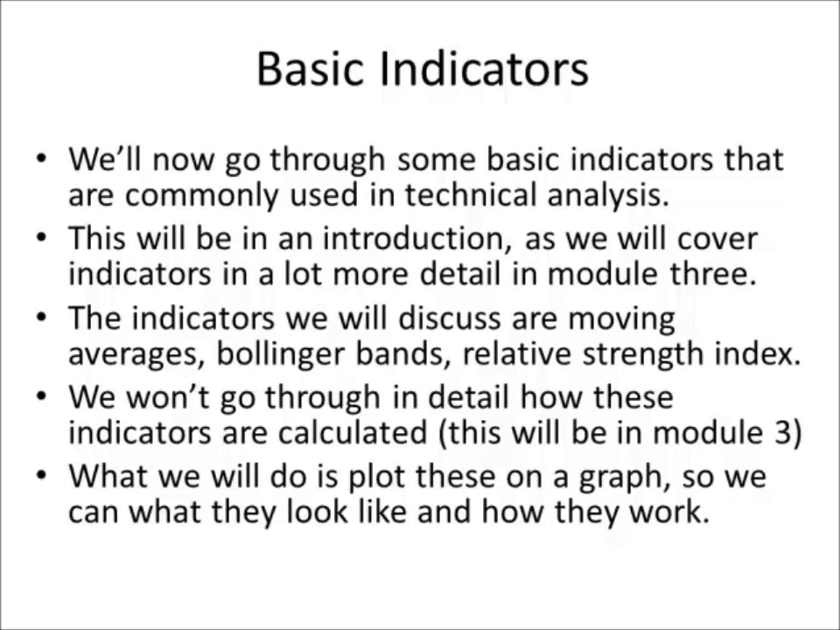So what we'll discuss this lecture are 3 different indicators. These are 3 of the most common and popular indicators. They are moving averages, Bollinger Bands, and the relative strength index. We won't go through in detail how these indicators are calculated. That will be in module 3. What we will do in this lecture is plot these on a graph so that we can see what it looks like and how it works. And we'll of course briefly tell you what these indicators mean.